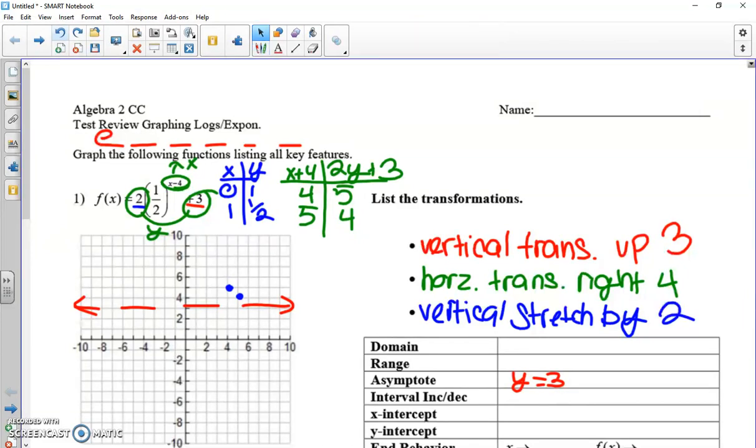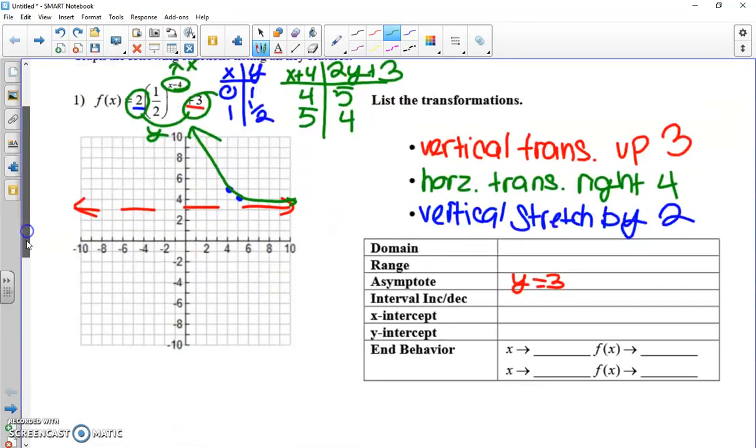You can kind of see this one is going to be going down because it's a fraction here, so it's kind of like decaying. So it's going to go like this. I drew that from the left to the right, but remember, it is going down, and then it skirts along the asymptote.